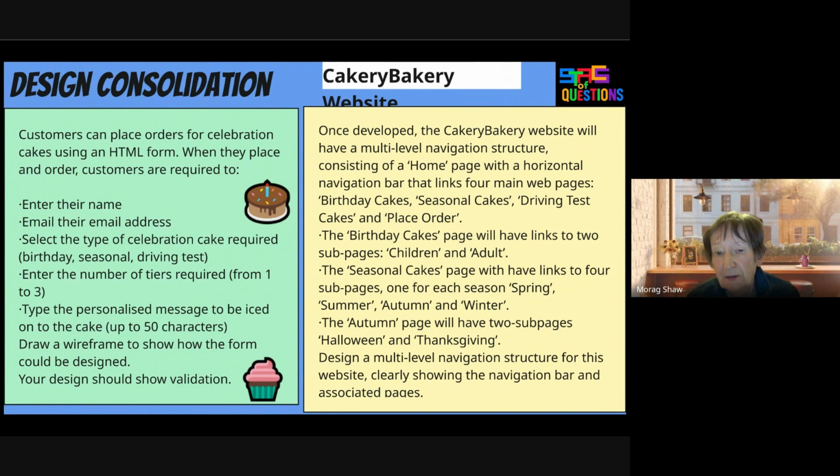And then there's details of, in the birthday cakes, there will be 2 subpages. The seasonal cake will have 4 subpages. And the autumn page itself, which is a subpage, will have 2 further subpages. So to design a multi-level navigational structure for this website, clearly showing navigational bar and associated pages, but I was running out of vertical space, I think. So there you go, Kim. 2 higher options for you.